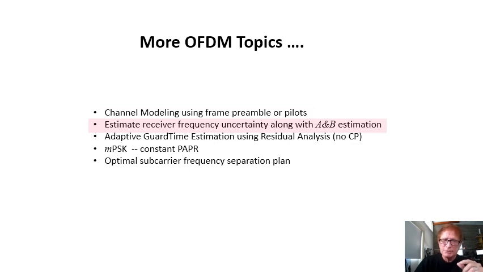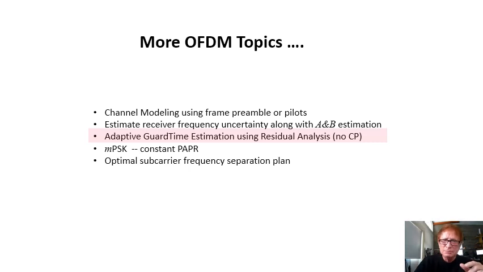Receiver frequency synchronization can be accomplished as a byproduct of the A and B estimation. The frequency uncertainty can be added as an additional error state that applies to all subcarriers. This will create a nonlinear model that can be treated using the extended Kalman filter form.